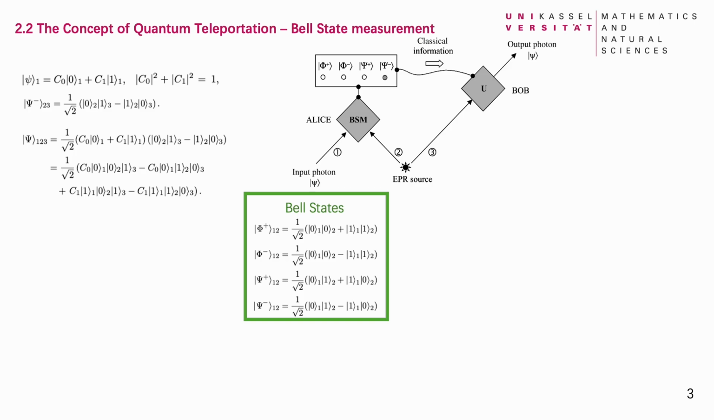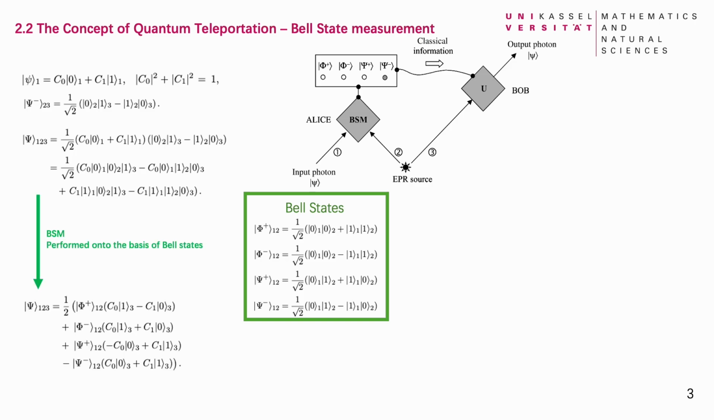Now we implement the Bell state measurement, which is performed onto the basis of Bell states. We can rewrite the full wave function into this. The 4 measurement outcomes are equally likely. Each has probability 25%. If photons 1 and 2 are detected in Phi+, then photon 3 must be in the state of this. And don't forget, we want to transfer photon 3 to the original photon 1 state in the end, which means we need to apply a unitary operator on it.